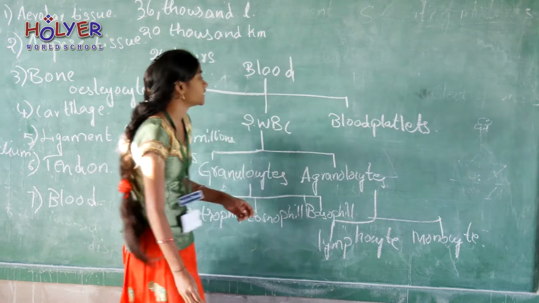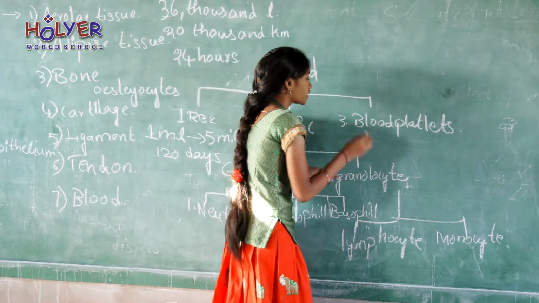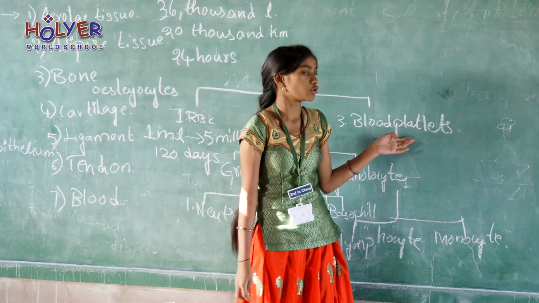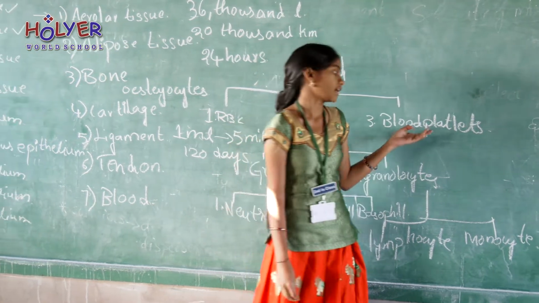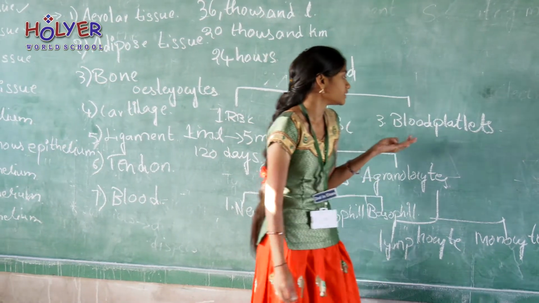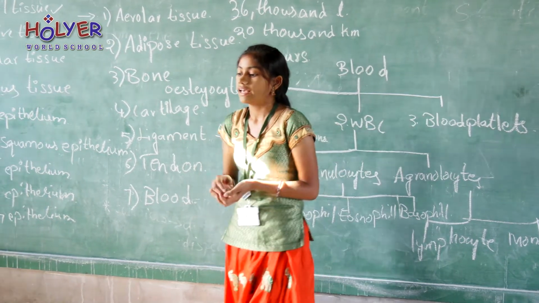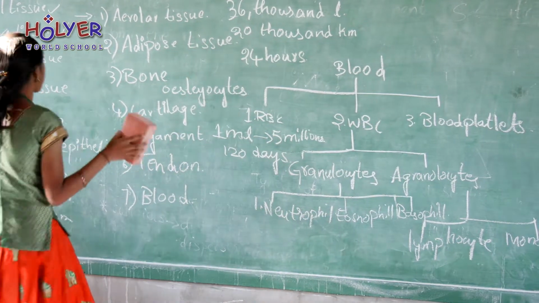And coming to the third type, blood platelets. This is a special type of corpuscle in blood because they do not have a nucleus, and these are disc-like projections, and these help in preventing the loss of blood when injured. And this is about the connective tissue.